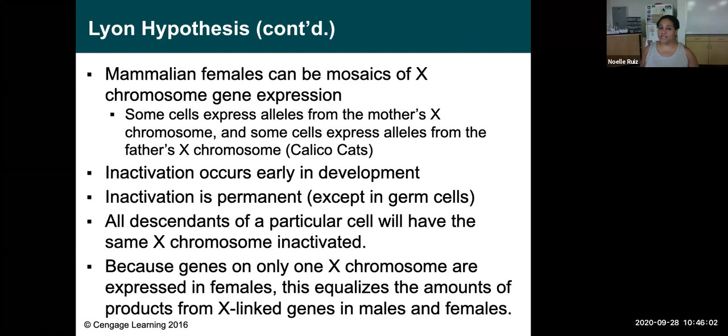Mammalian females can be mosaics of X chromosome gene expression. So there are some mammals where they get a little bit from each X chromosome. One isn't totally inactive. Some cells express alleles from the mother's X chromosome. Some cells express alleles from the father's X chromosome. Calico cats are an example. Calico cats are the cats where you see a bunch of different colors. Normally it's orange, black, white, maybe some gray. But they're a mosaic of their parental genes. Some colors come from mom, some colors come from dad.